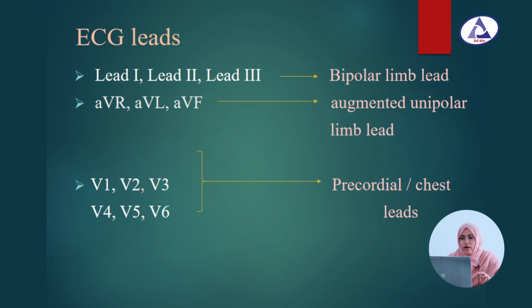Lead 1, lead 2 and lead 3 and the augmented unipolar limb leads record electrical activity of the heart in the frontal plane, and chest leads record the electrical activity of the heart along the horizontal plane.